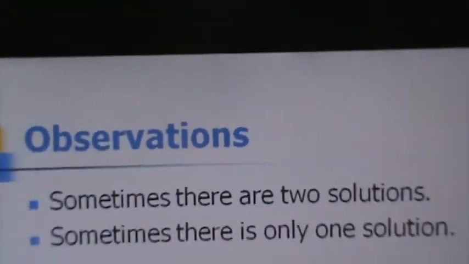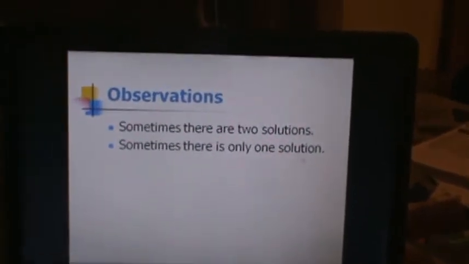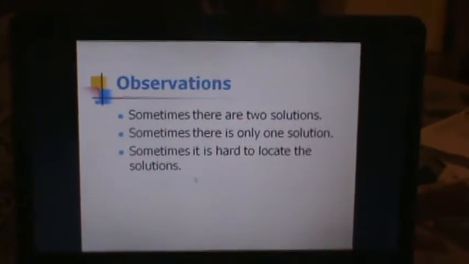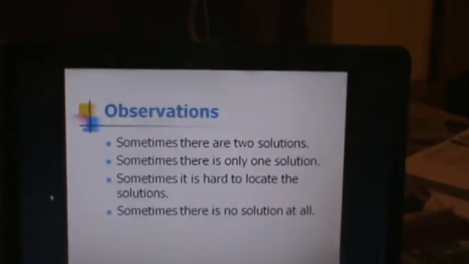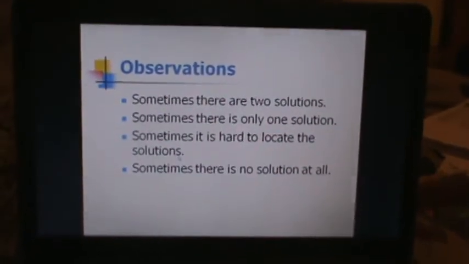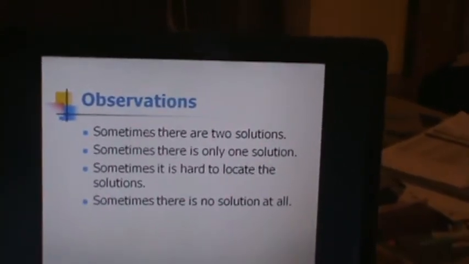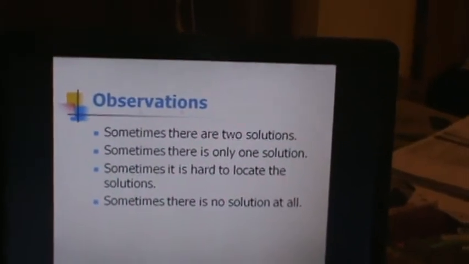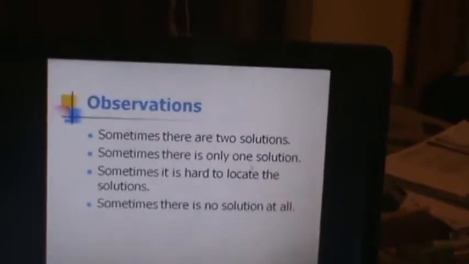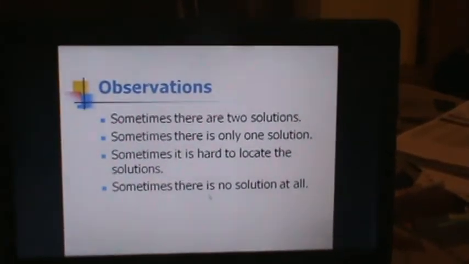All right, so we have some observations we need to address. Sometimes you're going to have two solutions. Sometimes you're only going to have one solution. Sometimes it's going to be hard to locate the solutions because we're just looking at the graphs, and we'll get into more details about factoring to find an exact solution. But sometimes there's no solution at all. There's two solutions when I have 2 points touching the x-axis, one solution when my vertex is on the x-axis, and no solution if the graph doesn't touch the x-axis at all.